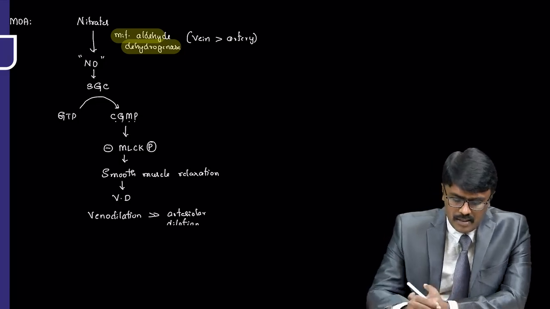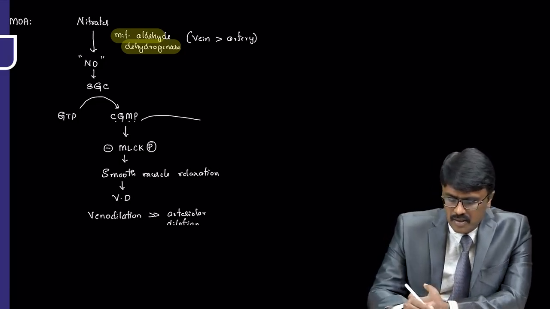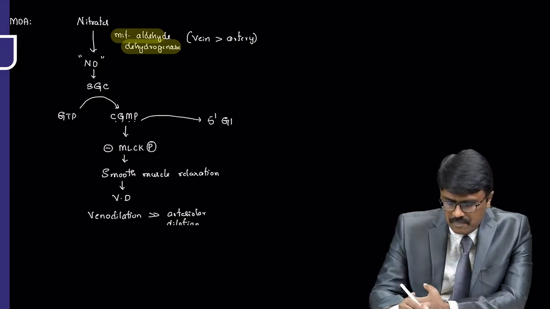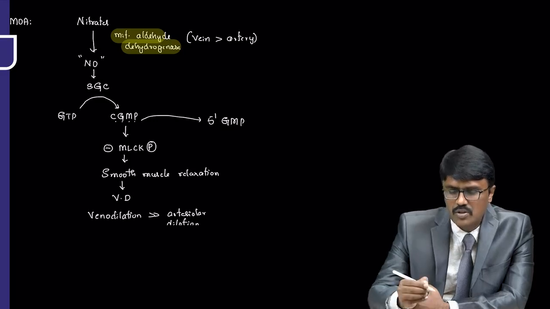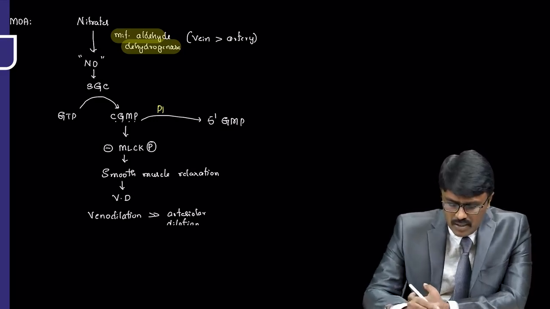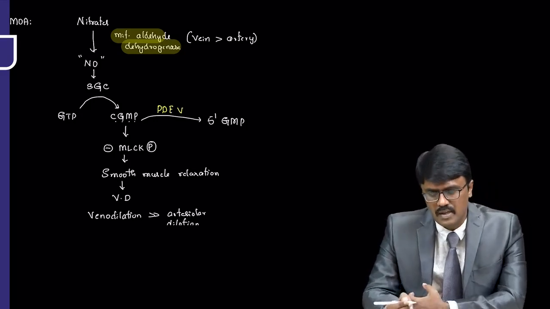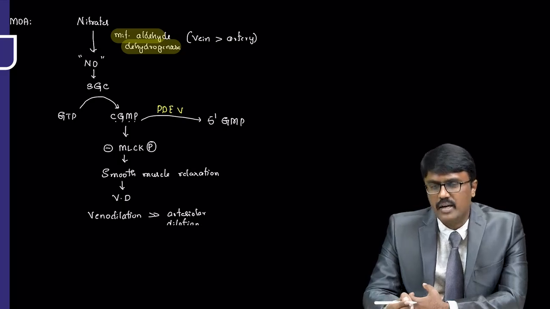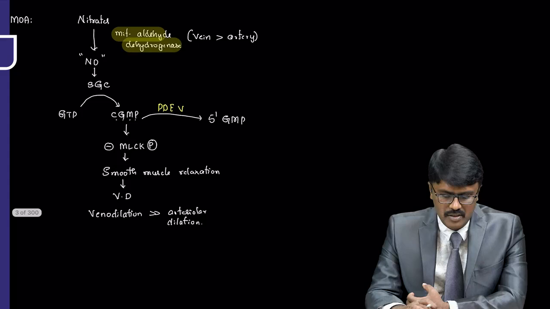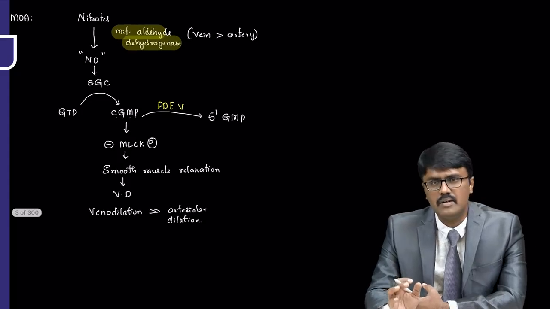Now the cyclic GMP action is terminated immediately by conversion into 5-GMP. There is an enzyme which will do this job, and that is called phosphodiesterase 5. So phosphodiesterase 5 is going to convert cyclic GMP into 5-GMP. So this is the mechanism of action of nitrates.